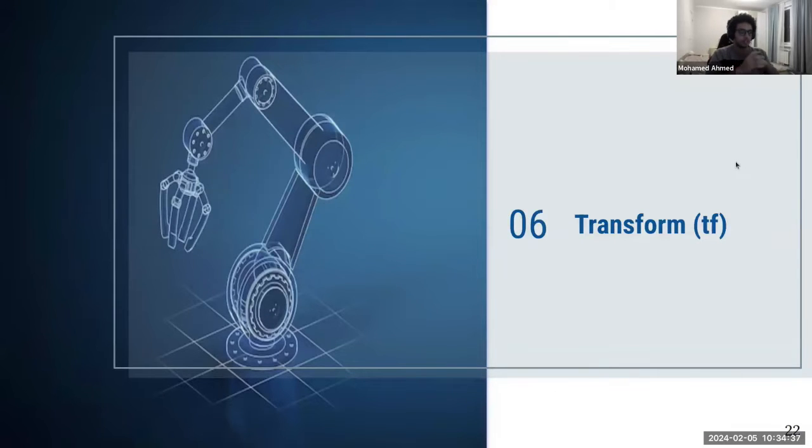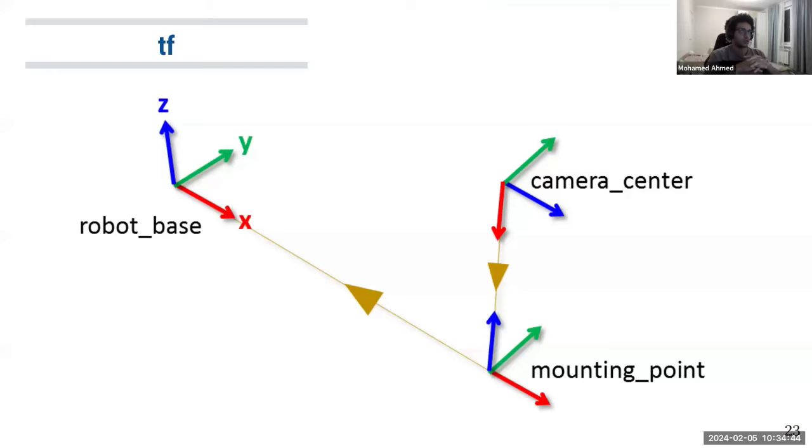So the TF, or transform package. So what is the transform package? In robotics or in games development, you will always see something like this. For example, we have a robot base, and we have the camera, and we have anything, maybe a LiDAR, a mounting point, anything. So what are these? This is axes, only axes, X, Y, Z. So what does it represent?